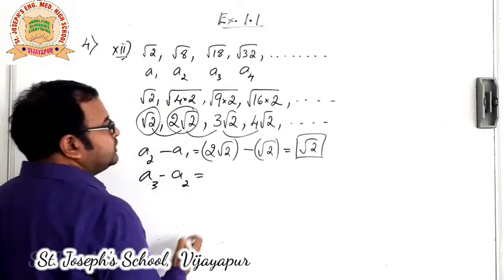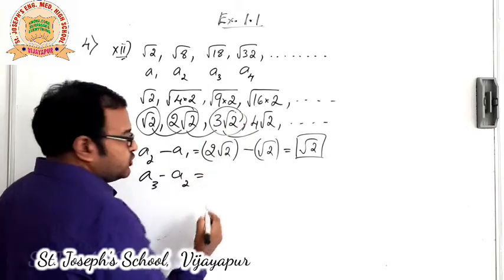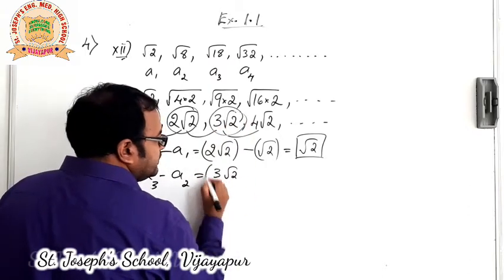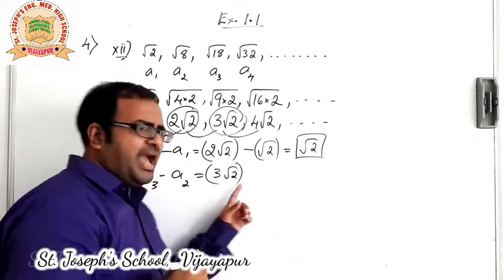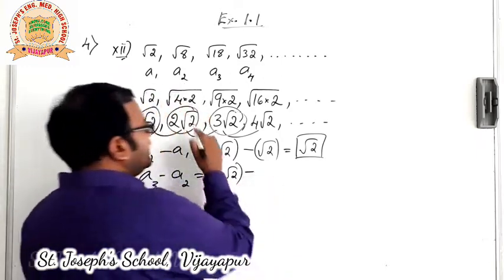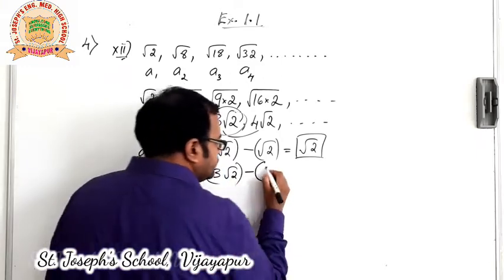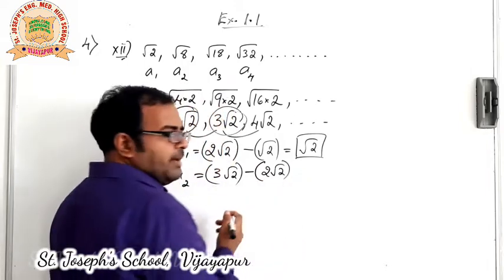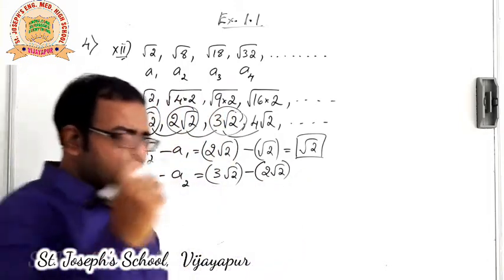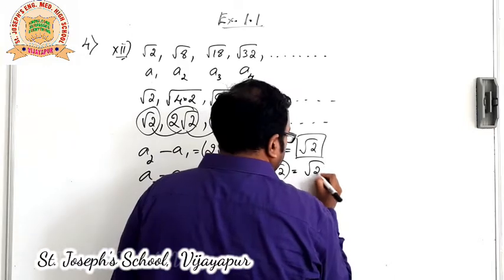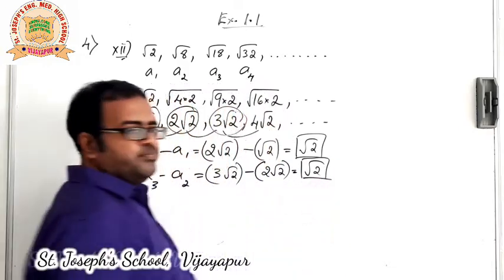a3 minus a2. a3 is 3 root 2. So, 3 root 2, as I told you, you can assume as 3 apples, minus a2 is 2 root 2. So, 2 root 2, you can think of 2 apples. 3 apples minus 2 apples, 1 apple. Similarly, here it becomes root 2.